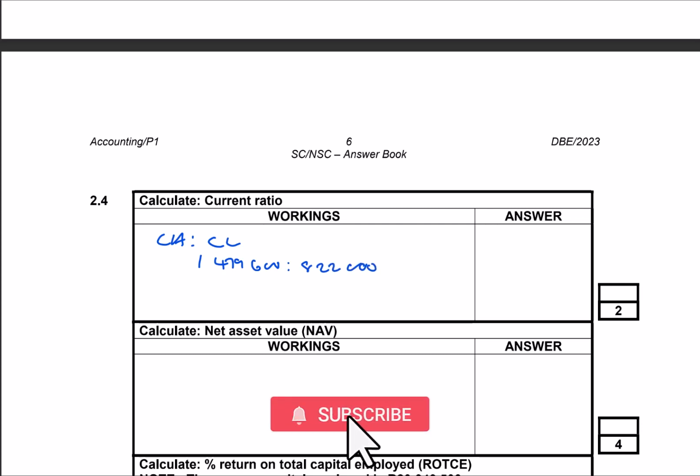Right, so you divide current assets by current liabilities. That will be 1,479,600 divided by 822,000. That is 1.8 to 1, right? That's why it's 2 marks.